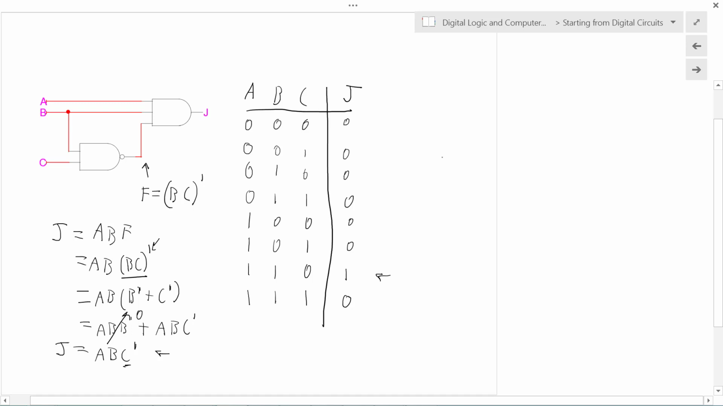In conclusion, we have our minimized digital circuit. We can draw an AND gate and an inverter here, like so. So we have A, B, and C, and then we have our output J.